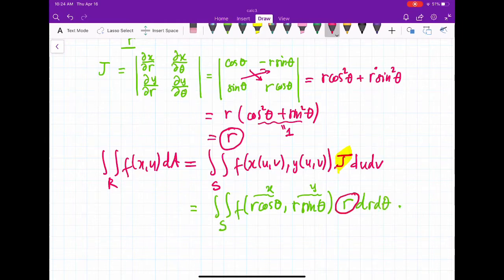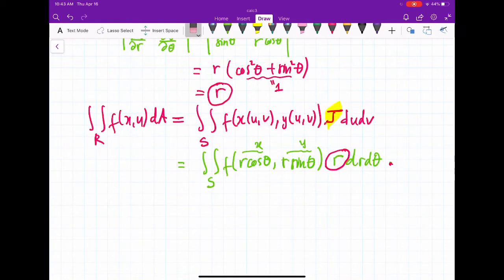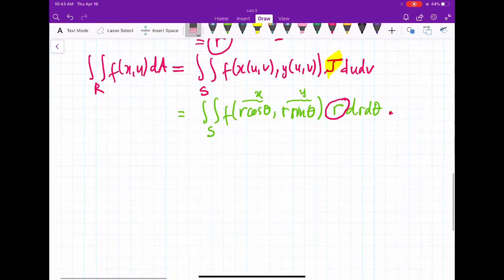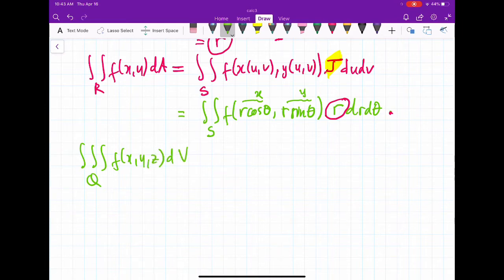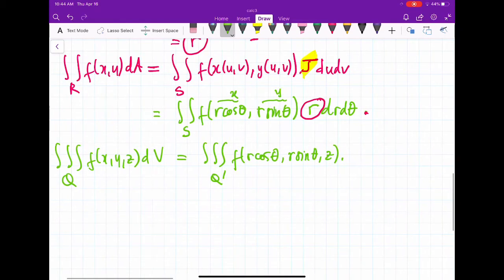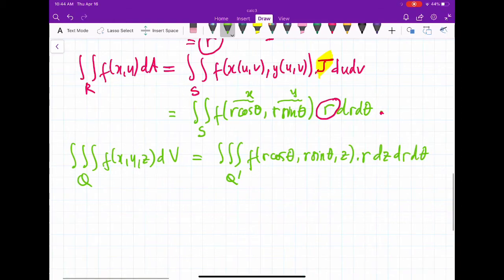That's why we get this. Make sense? Now let's consider triple integrals. Suppose that you have the following triple integral over some Q of f(x, y, z) dV, and you want to rewrite this in cylindrical coordinates, and we know the following formula: the integral over Q prime of f(r cosine theta, r sine theta, z) times r, right? dz dr d theta. That's what we used in the previous video, right?